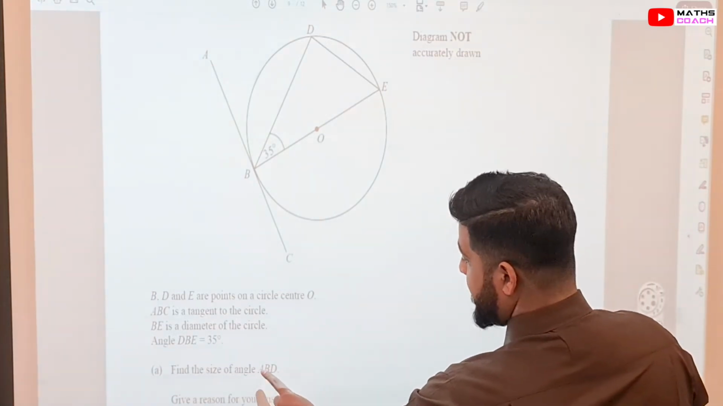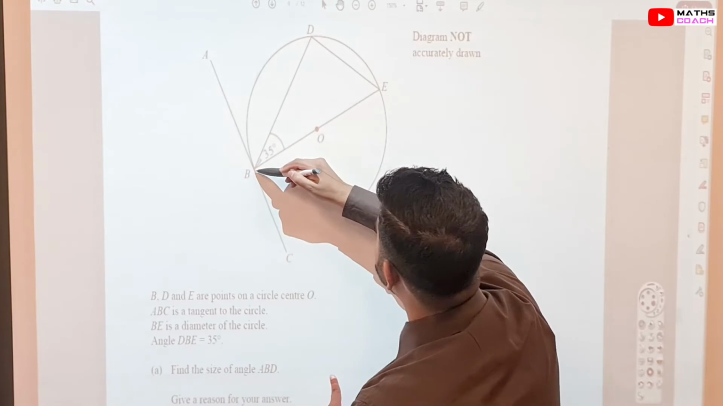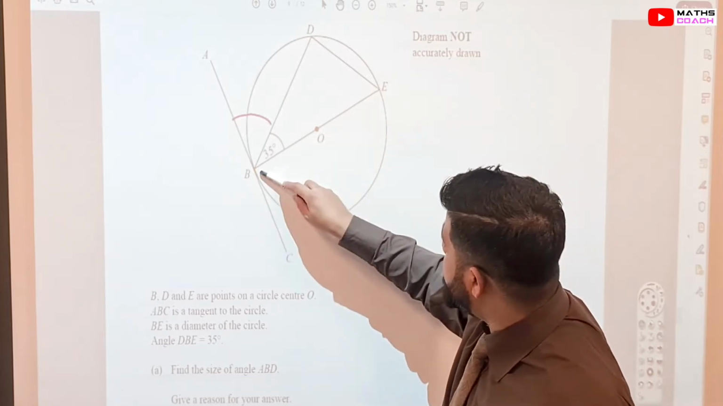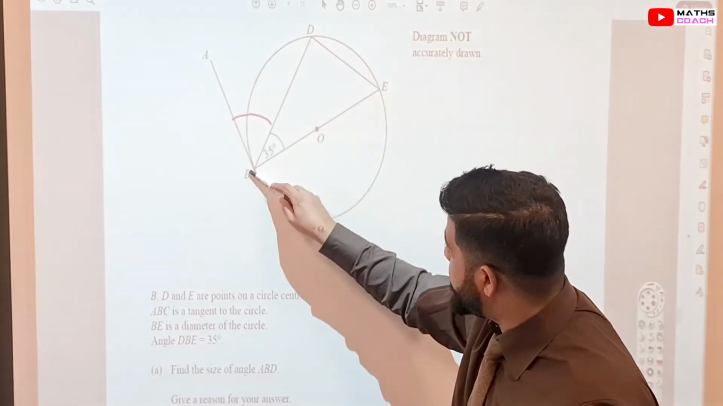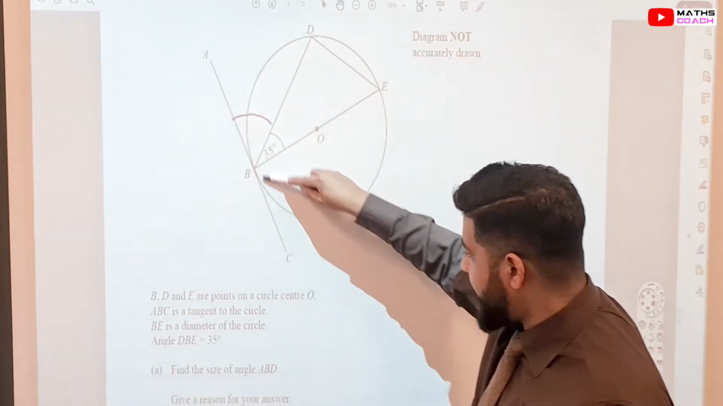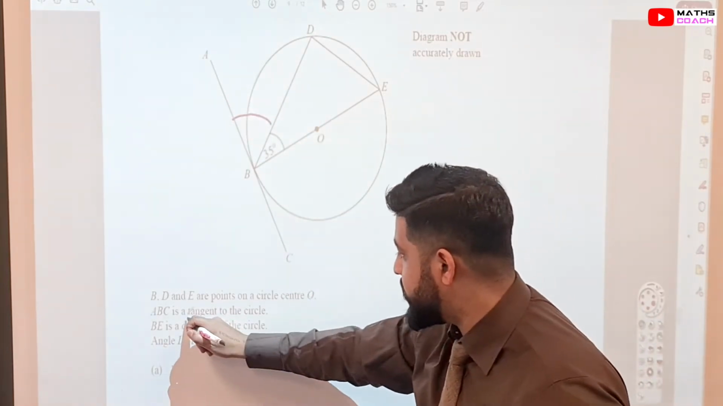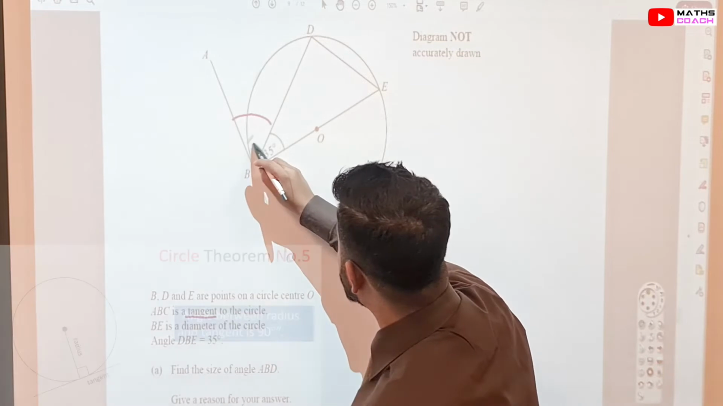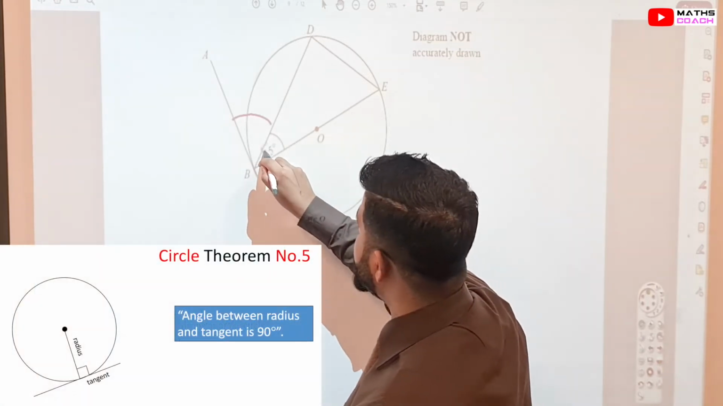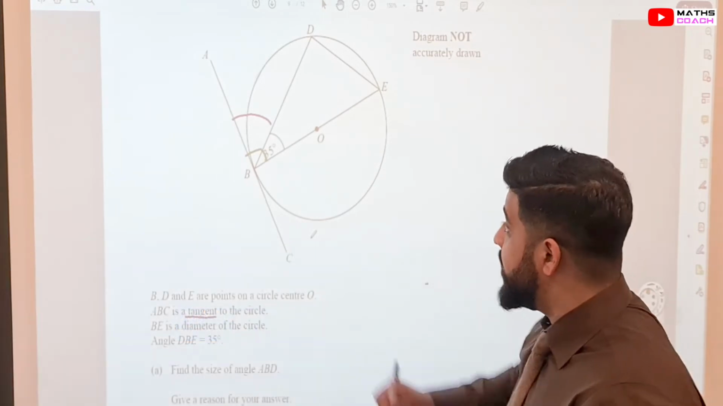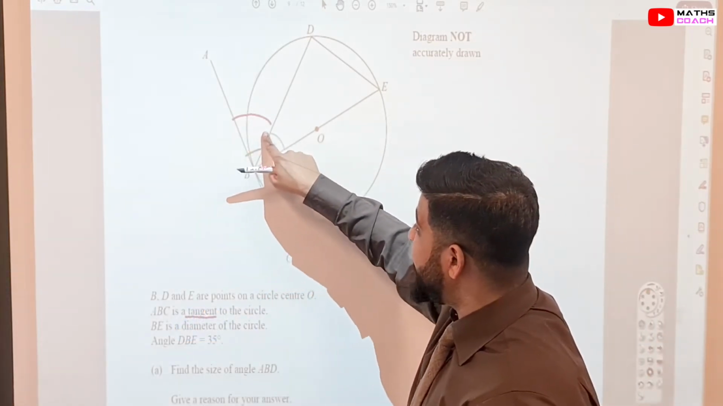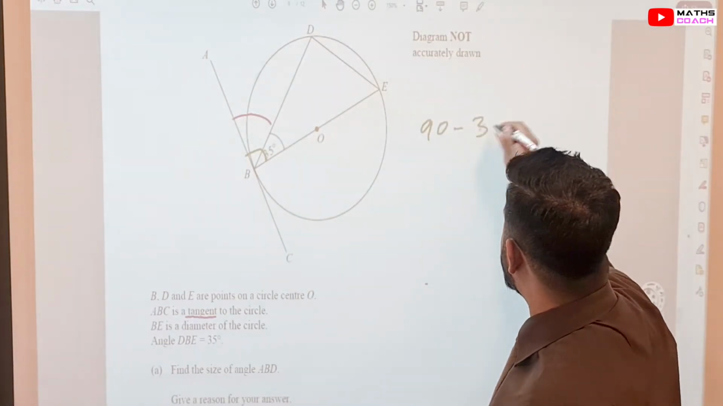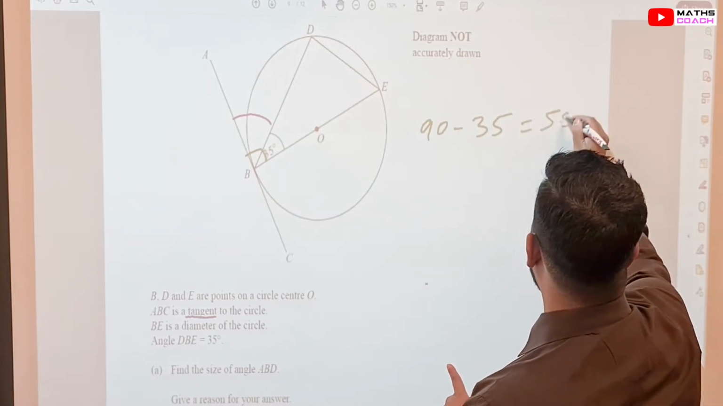Finding angle ABD. So let's make a marking of that. ABD is this angle right here. Okay, we have this diameter here, so diameter from there to there, but radius from there to there. We have a tangent to the circle. We are told that this is a tangent to the circle from the information in the question. So that means that this entire angle here, although we are given this 35, this angle here is 90 degrees. So if we want to find what this angle right here is, we do 90, take away the 35 that we are given. So 90 minus 35, which gives us 55 degrees.